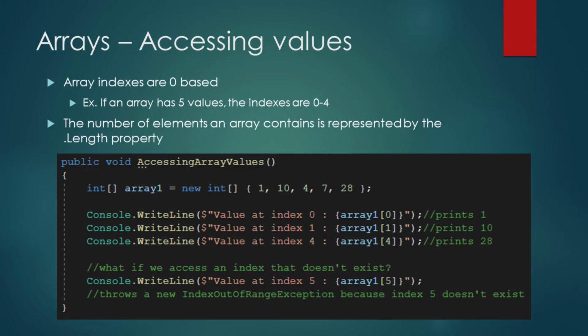But what would happen if we tried to access array1 at index 5? Well, since arrays are 0-based in C#, index 5 does not exist. If we tried to access an index that doesn't exist within the array, the program will break and we'll get an index out of range exception. So be careful to not access indexes that don't exist.